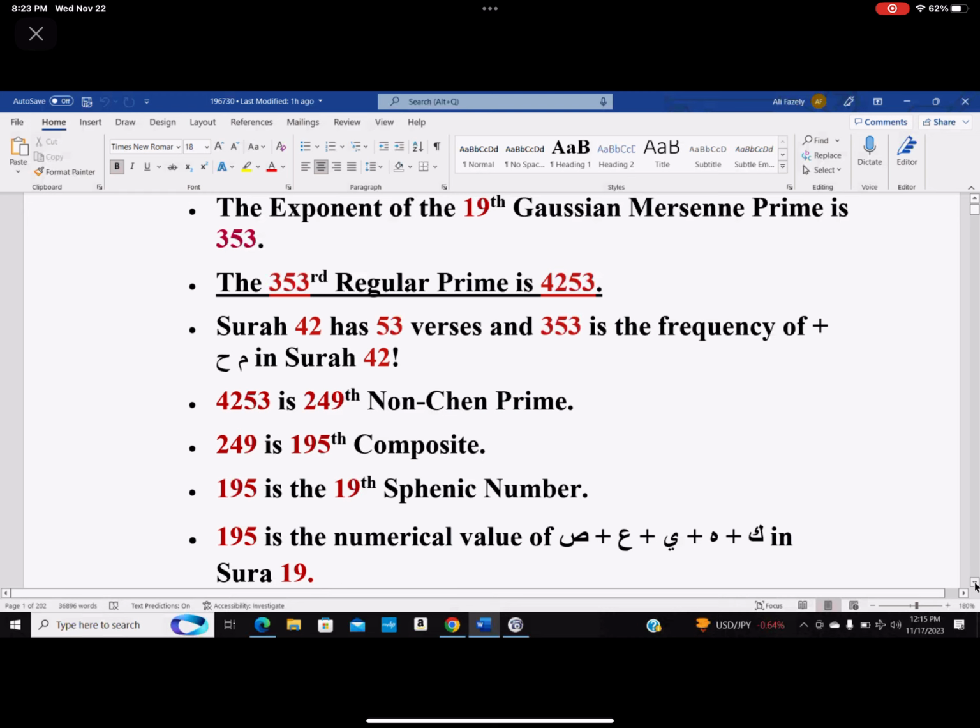195 is the 19th Sphenic prime, and 195 is the numerical value of Kaf Ha Ya Ain Sad in Surah 19. Okay, and so a very simple math here is chapter 42 and chapter 19. If you multiply those two together, you get 798, which is the frequency of these 5 letters in chapter 19 exactly.